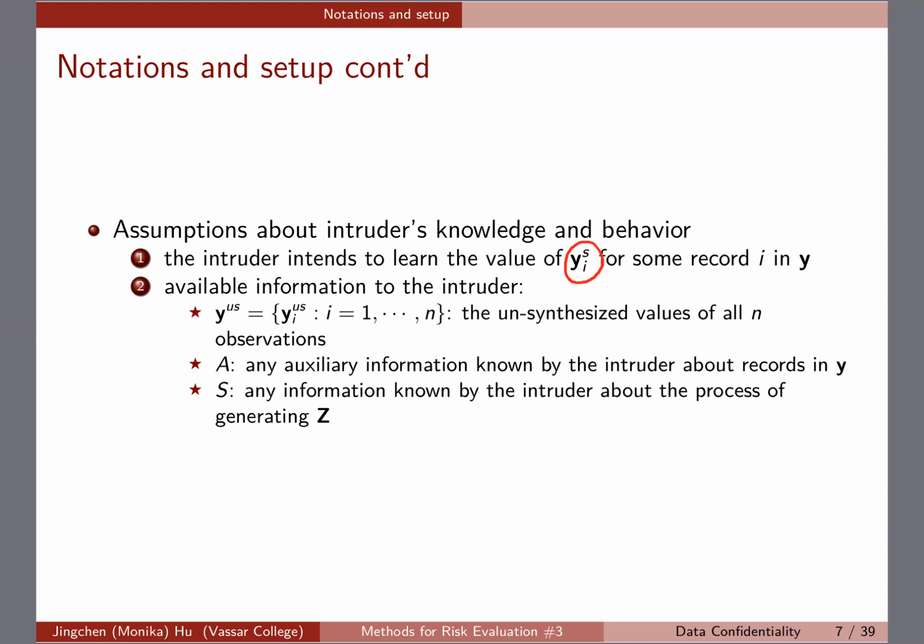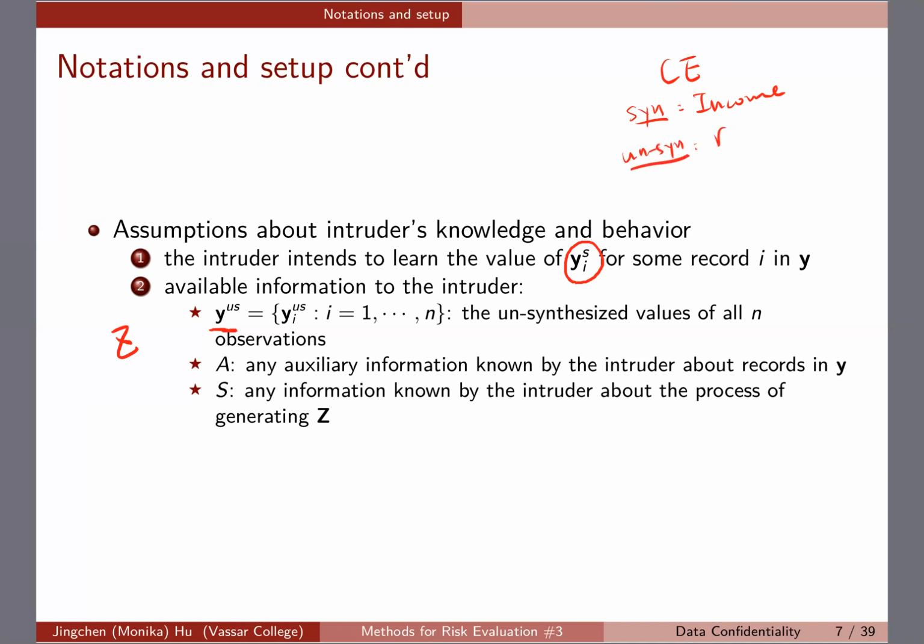And what is available to the intruder? We're breaking the information down into three pieces because each of these is going to come into play later when we estimate the probability of attribute disclosure. The first one: once people have Z, the released synthetic data, and if the intruder knows that some variables are never synthesized, they will have the values of the unsynthesized variables for all of the observations. For example, in the CE data, we know that you have synthesized the income, and you have unsynthesized variables.